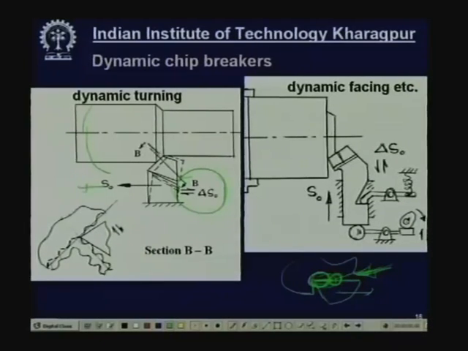Besides that, because of this oscillatory motion of the cutting tool, the additional feed mark that is produced on the job due to turning will be removed. So, this surface will be very smooth because of removal of this crease by this oscillatory motion of the cutting tool. But what about chip breaking here?